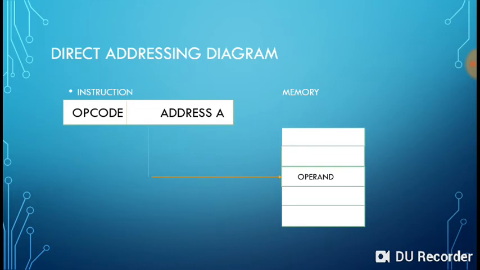The address field contains the address of the operand. We all know that the effective address is equal to the address field. For example, add A adds the contents of cell A to the accumulator. So what is present in A is added to the accumulator. That is what direct addressing is all about.